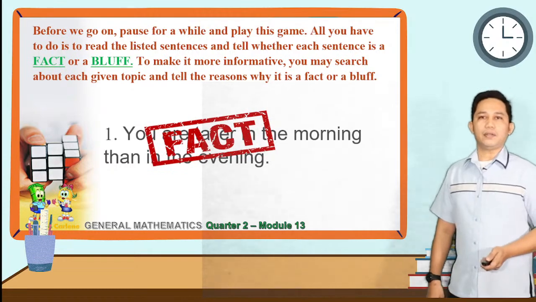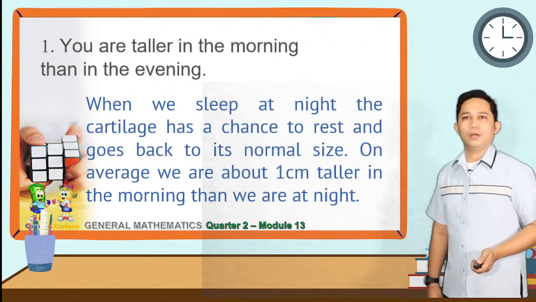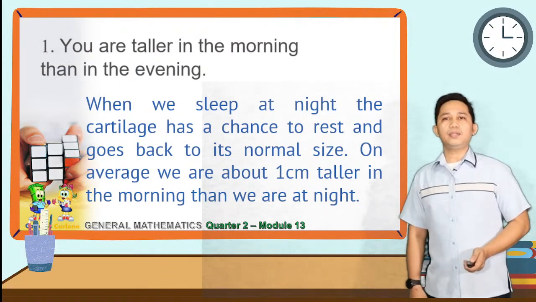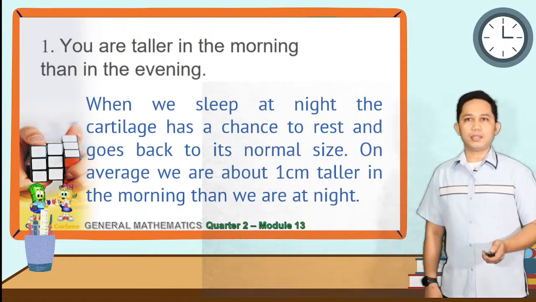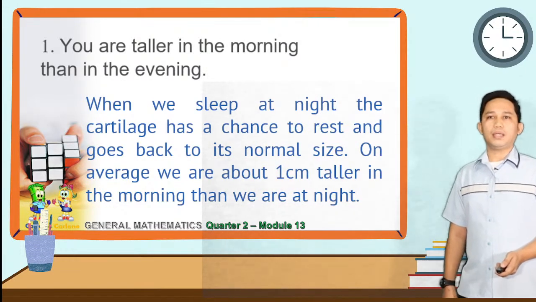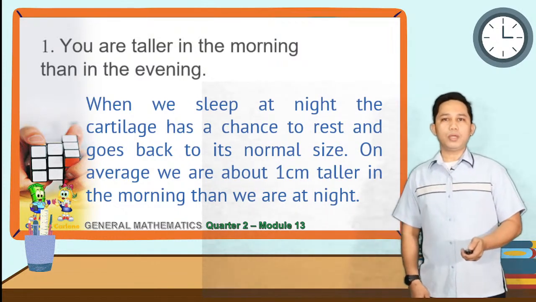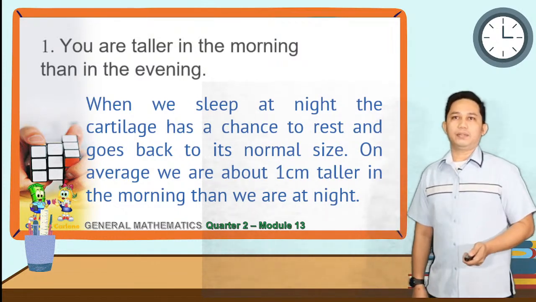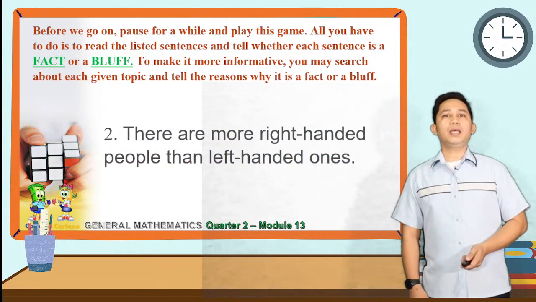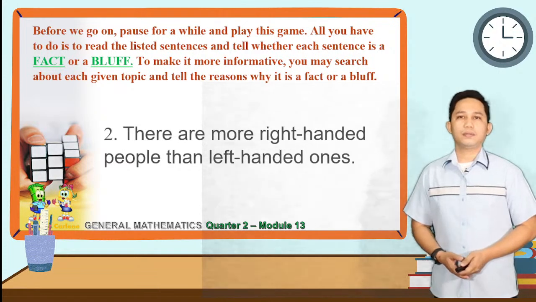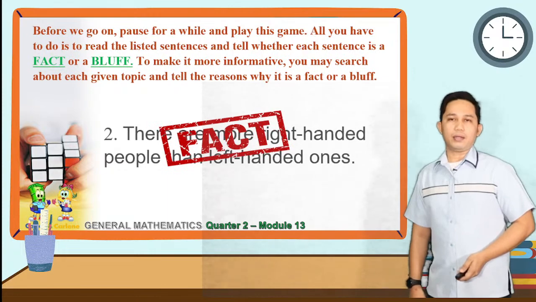What is the reason? Yes, according to science, when we sleep at night, the cartilage has a chance to rest and goes back to its normal size. On average, we are about 1 centimeter taller in the morning than we are at night. Next, there are more right-handed people than left-handed ones. Yes, correct. It is a fact.